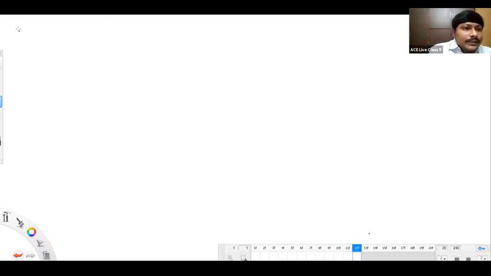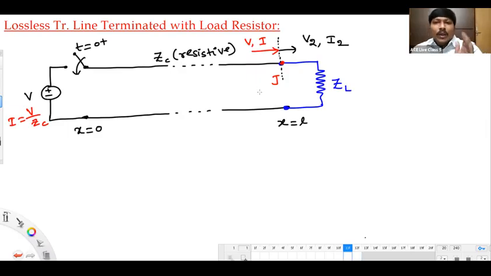ZL not equals to ZC. Look here, very simple thing. ZL not equals ZC. Voltage and currents, V comma I, reach the junction facing a discontinuity, or facing a change in the characteristic impedance of the medium.